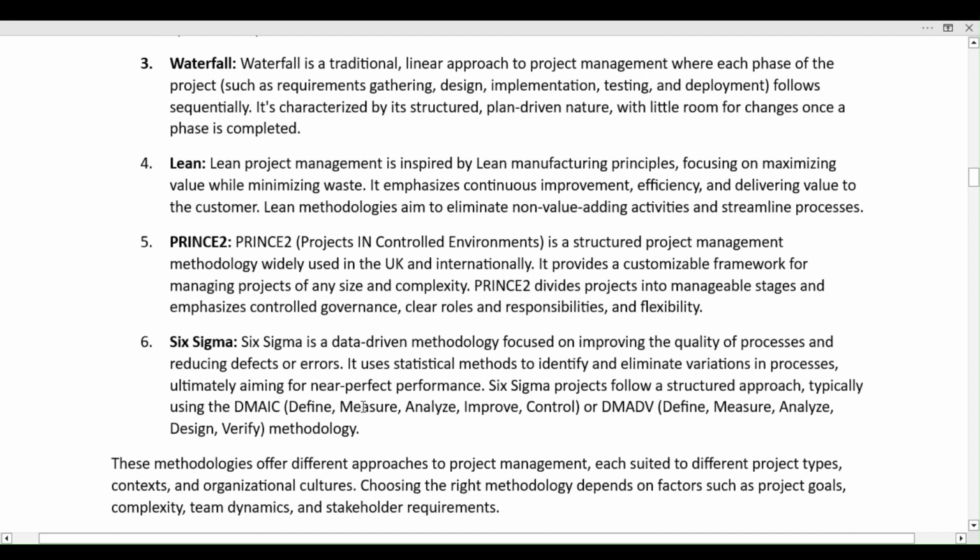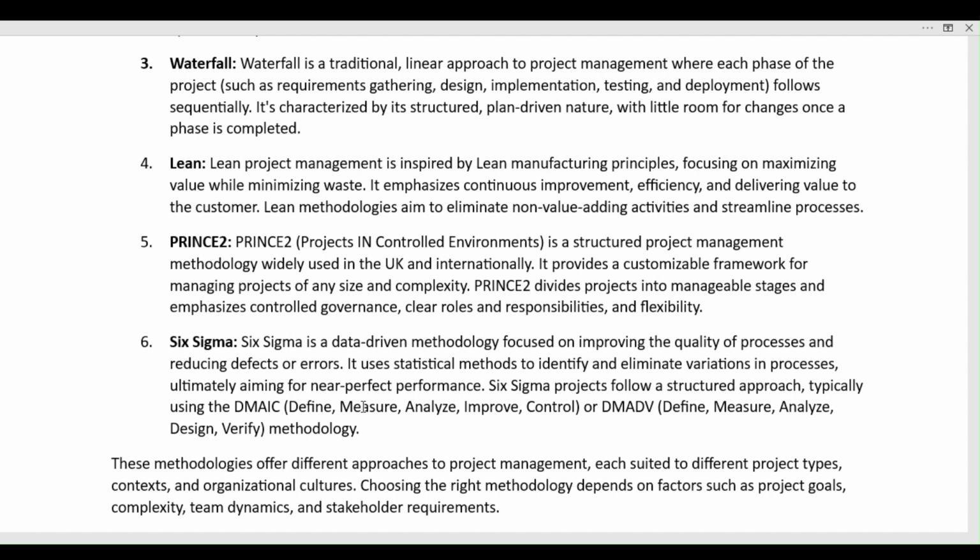Next, let's move on to Prince2. Prince2 means projects in controlled environments, and is a structured project management method. It's widely used in the UK and internationally. It provides a customizable framework for managing projects of any size and complexity, divides projects into manageable stages, and emphasizes control, governance, clear roles and responsibilities, and flexibility.